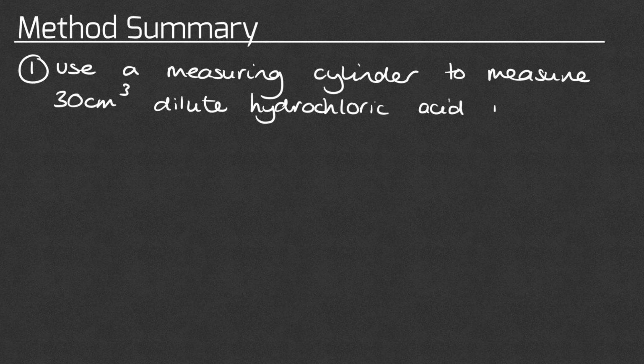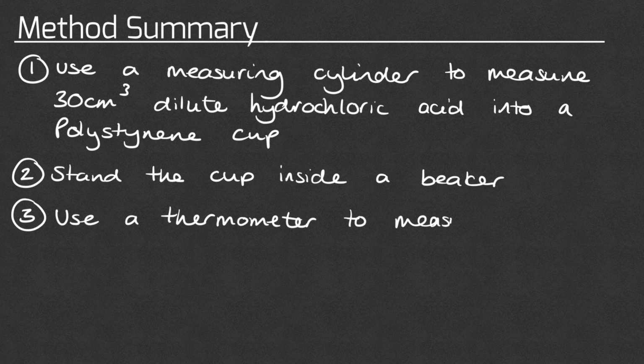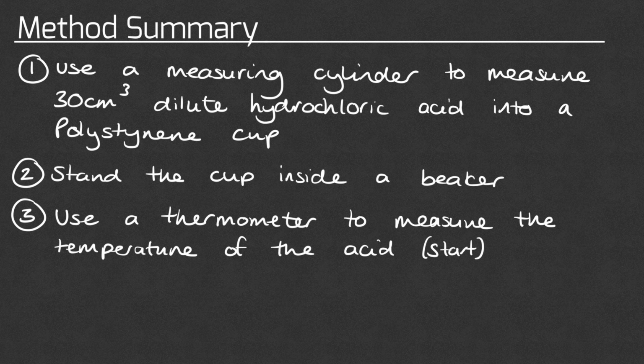We'll now look at a summary of the method you could use to answer an exam question on this topic. The first step is to use a measuring cylinder to measure 30 centimetres cubed of dilute hydrochloric acid into a polystyrene cup. You would then stand the cup inside a beaker and use a thermometer to measure the temperature of the acid. This will be your starting temperature.